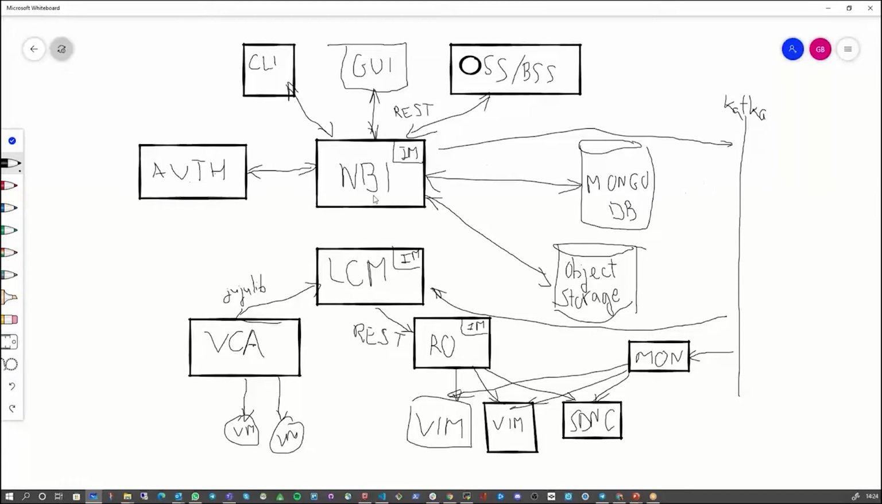Because whenever there is an instantiation, MBI publishes in Kafka, LCM consumes it, and whenever LCM finishes the instantiation, it will publish the result through Kafka, and MON will be aware of that and will be able to talk later on to the VIM to request the CPU, memory, etc. of the different VMs, okay? That's more or less the idea.